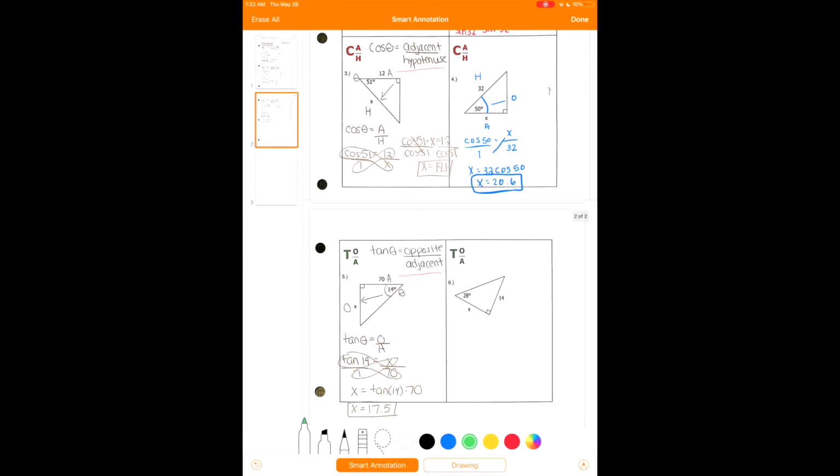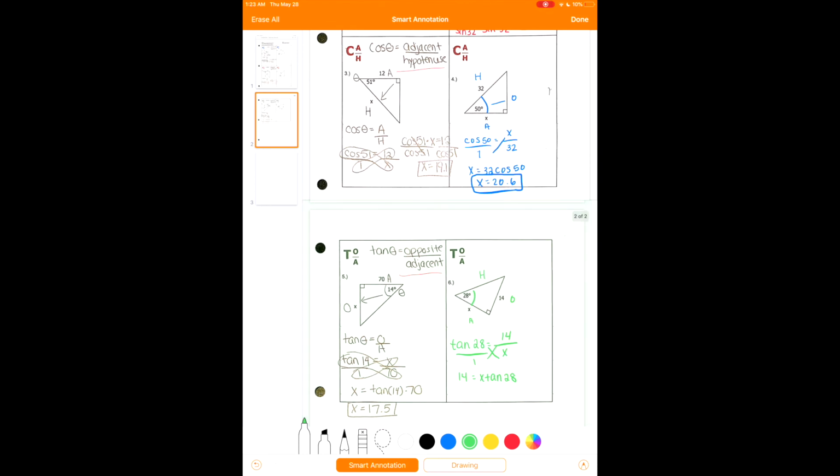And then moving on to number 6, I have the angle of 28 degrees. So my side across from the angle is always my opposite. My side across from the right angle is always my hypotenuse, and my side next to the angle is always my adjacent. So I'm setting up my tangent of 28 equals my opposite, which is 14, over my adjacent, which is x. And again, I'm going to cross multiply. So I get 14 equals x tangent 28.